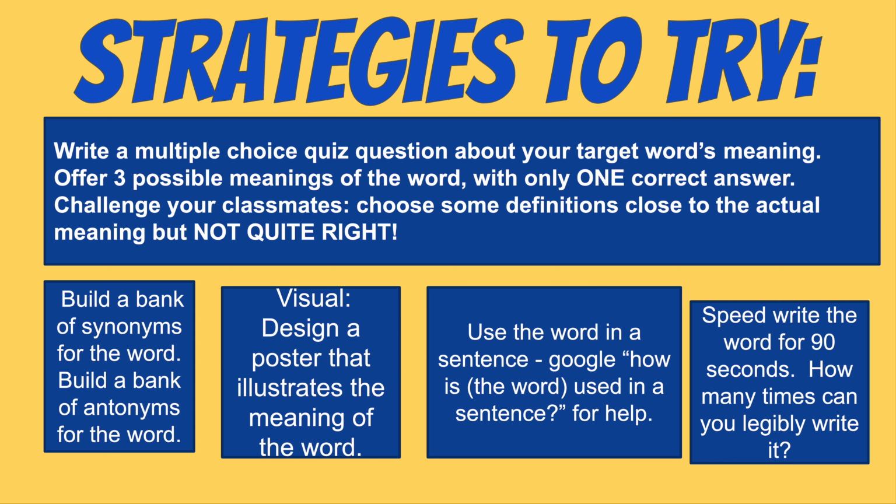Perhaps the most useful, I would think for me, would be to use the word in a sentence. If you're unsure of how it might function, then you can always Google how is and then the target word, for example, how is floral used in a sentence, for help, and you'll get some examples then. And finally, perhaps most simplistic, but it is effective, is to speed write the word for 90 seconds and quiz yourself how many times can you legibly write it. So working through a couple of those strategies for the target vocabulary will help you develop familiarity with it, and that will make the analysis and the lesson on the poem a little easier to engage with initially.